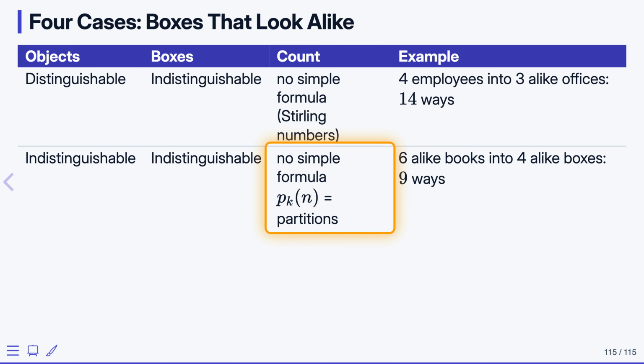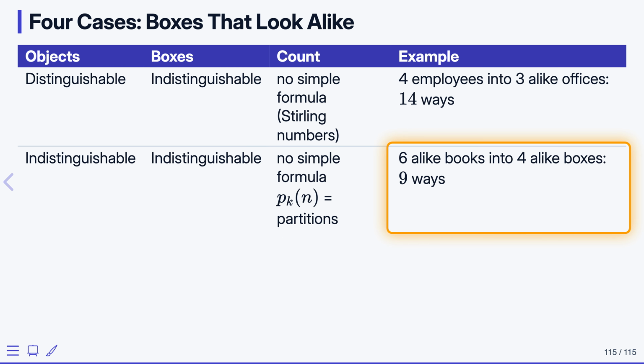Case 4, indistinguishable objects into indistinguishable boxes. Again, there is no simple formula. The count is p sub k of n, the number of ways to write n as a sum of at most k positive whole numbers. For example, there are 9 ways to pack 6 copies of the same book into 4 identical boxes, and that is the whole chapter. 2 questions carry most of the counting you will ever do. Does order matter, and may we repeat?